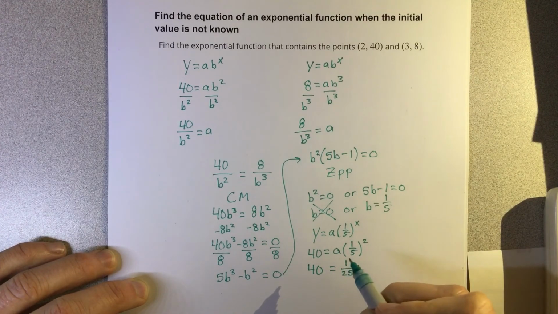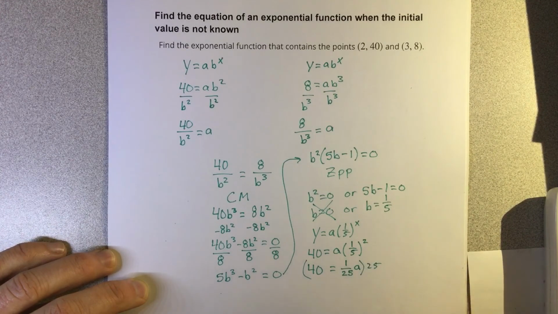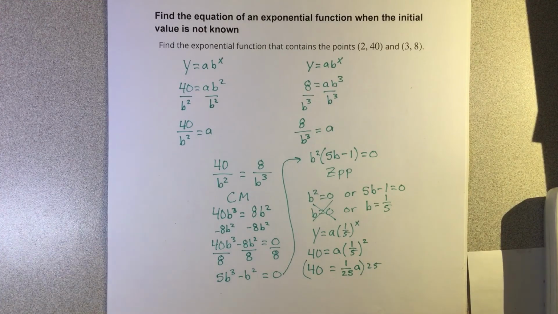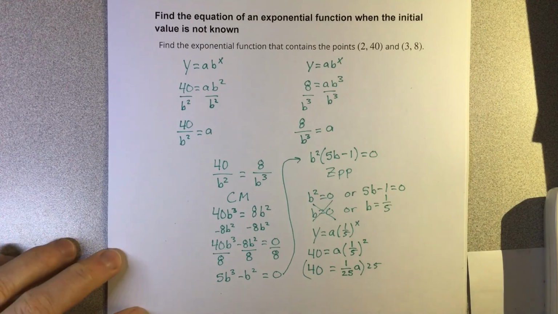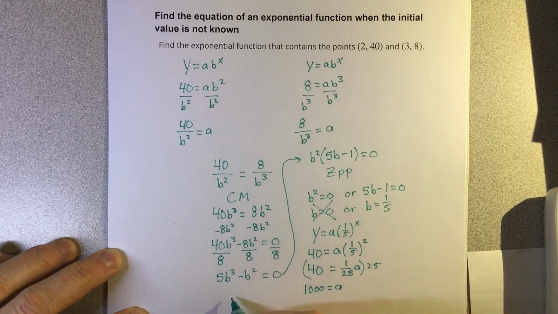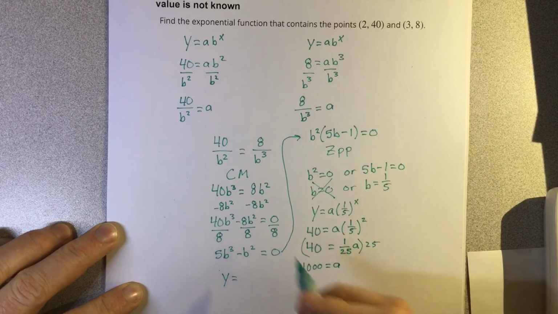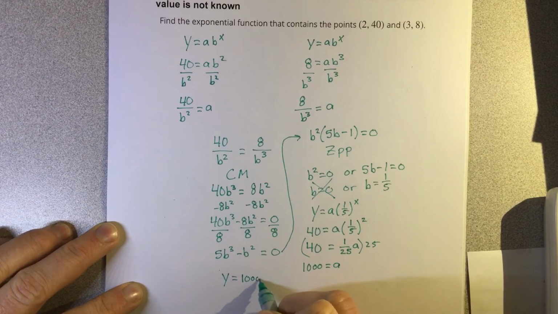So I'm going to go ahead and multiply each side by 25. 40 times 25 is 1,000. So I end up with 1,000 equals a. So my equation would be y equals 1,000 for a times 1/5, which is what we found for b, to the x power.